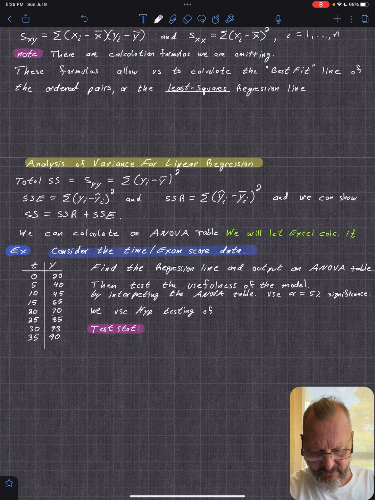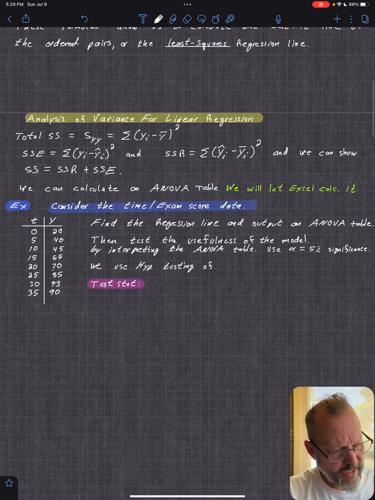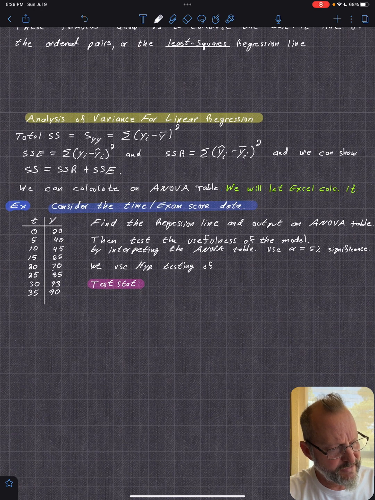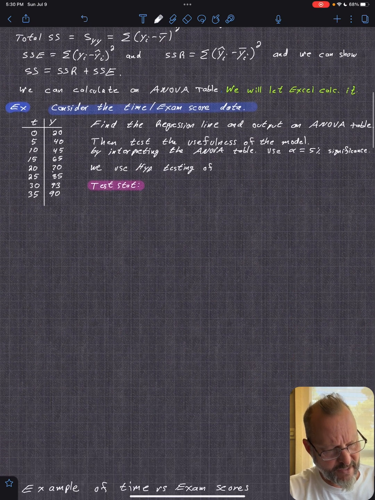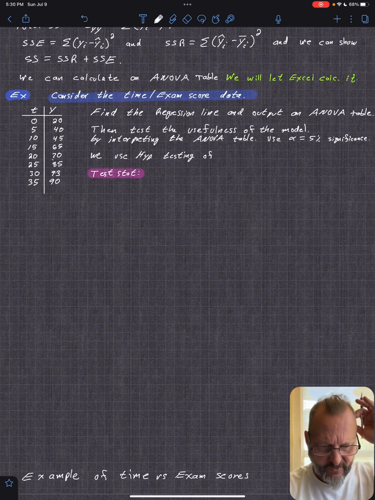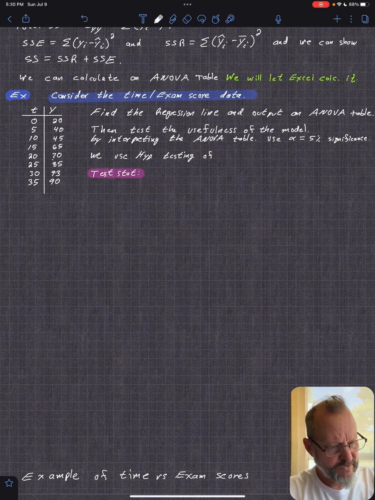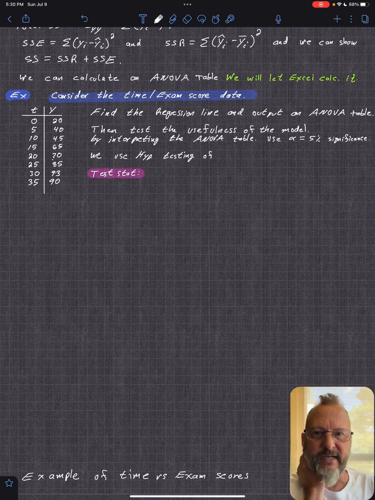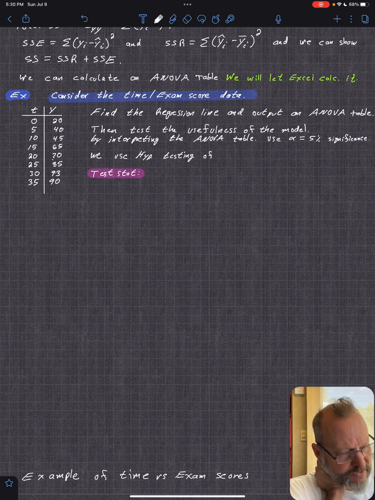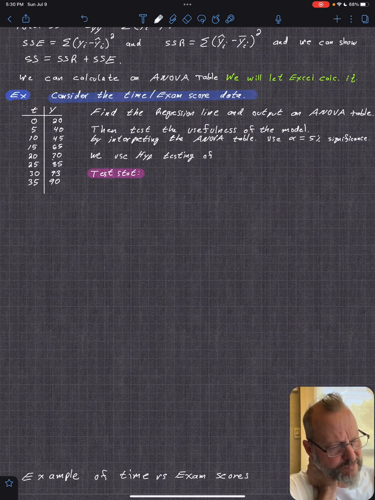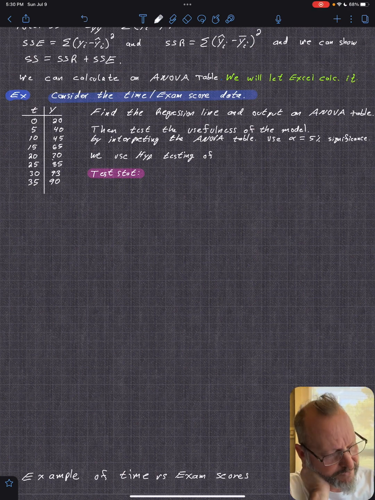So let's check one out. We can calculate an ANOVA table, and we will let Excel calculate it. Let's look at the time and performance on an exam question. Find the regression line and output an ANOVA table. That's our example. Then test the usefulness of the model. That's going to be the ANOVA table, and I'll show you where you get the p-value.